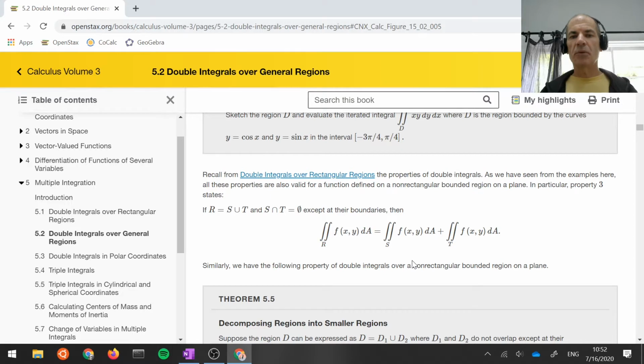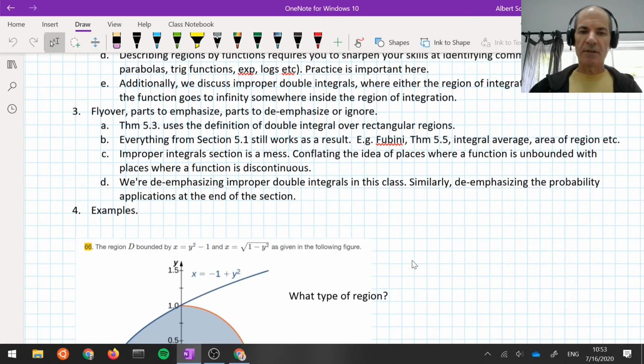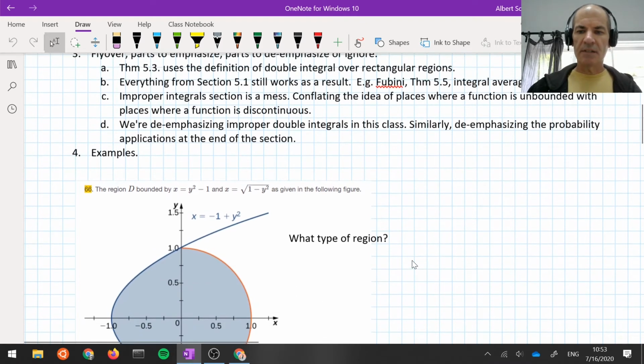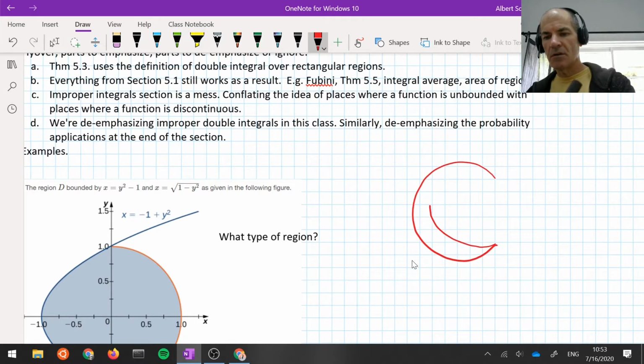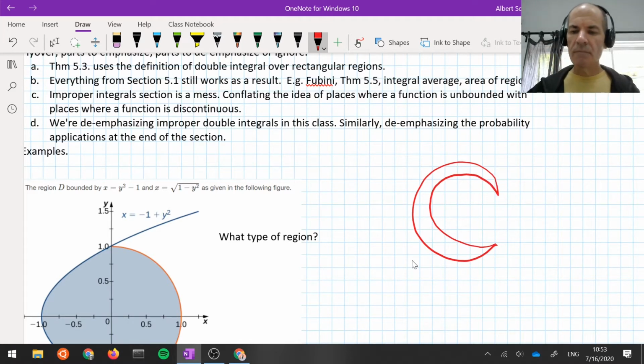As I mentioned before, not all regions are type 1 or type 2. Sometimes they're neither. And I can give you an example of that over here in the notes. An example of a region that's neither type 1 nor type 2 might be, say, this crescent-shaped region. Right, you're looking for a top and bottom curve, but there really isn't one.